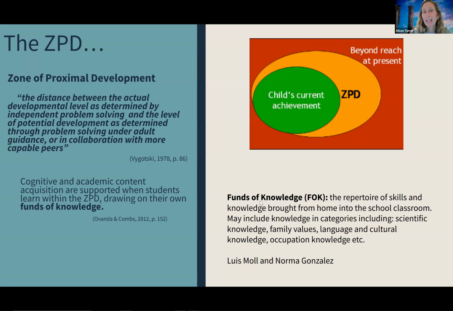So this can extend beyond knowledge of language to include things like scientific knowledge from the house, family values, occupational knowledge. It might include things like car repair or working with animals or plants. It could be things like conserving water in the home or how to utilize flame or fire. And this comes out of the work of Luis Moll and Norma Gonzalez. Norma Gonzalez was a teacher and Luis Moll was an anthropologist, and they did work on families and the knowledge that they brought into the school that often went overlooked or undervalued.